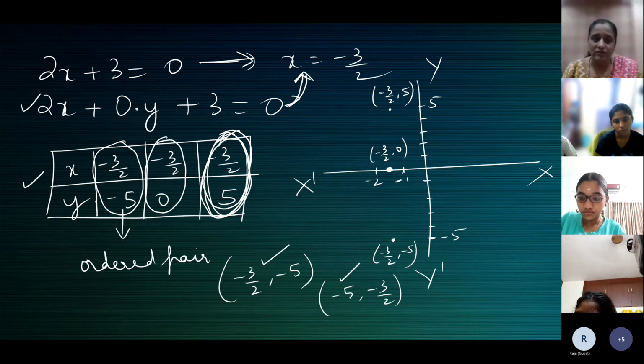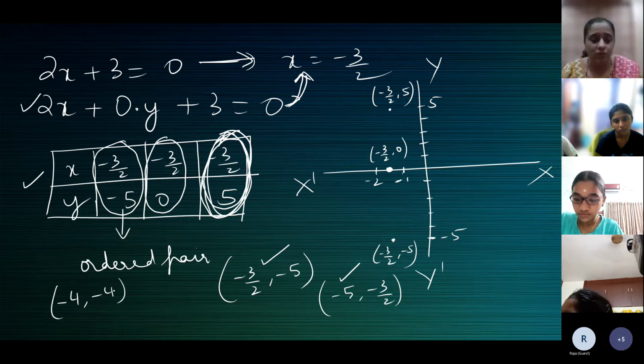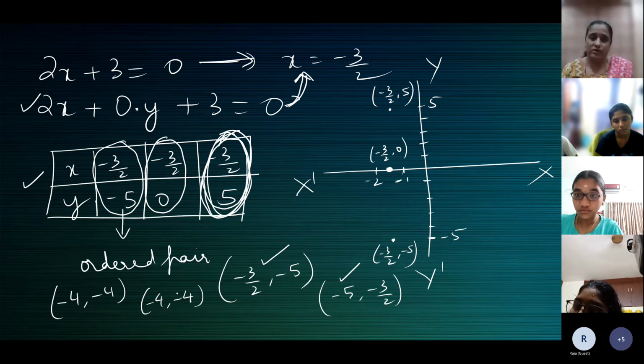Ordered pair because the order is important. Minus 3 by 2 comma minus 5 is not the same as minus 5 comma minus 3 by 2. They are different. When is it the same? If it is like minus 4 comma minus 4, if both the numbers are the same, if the x coordinate is equal to the y coordinate, then even if you exchange it, it is the same point because they're equal.